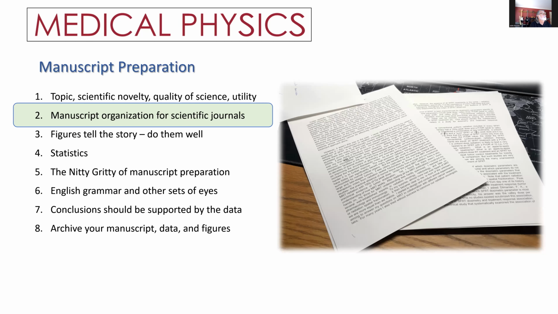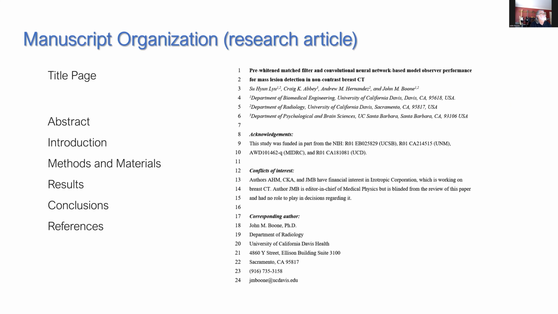Let's talk about the organization for scientific journals. And this is tried and true. Of course, there's a title page, and then you have an abstract, introduction, methods and materials, results, conclusions, and references. There's no reason why you should deviate from this tried and true outline for scientific papers. It generally will not work if you do so.